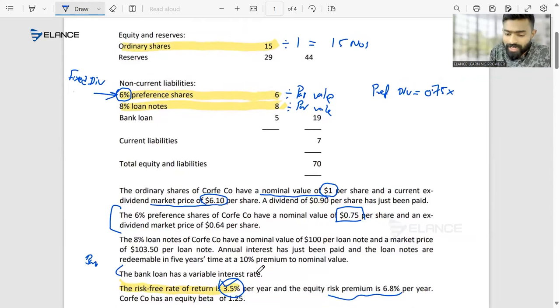Aftab, please don't write on the screen. You are writing the second time. Please don't do this.